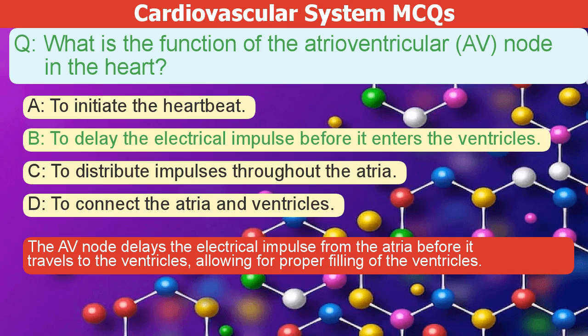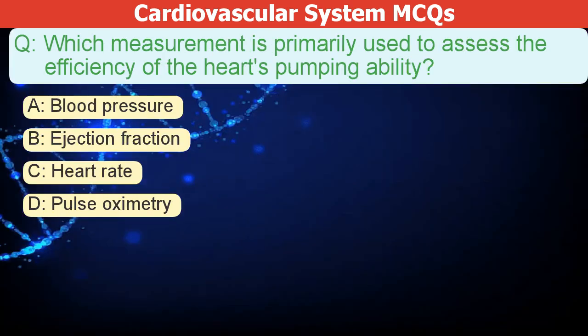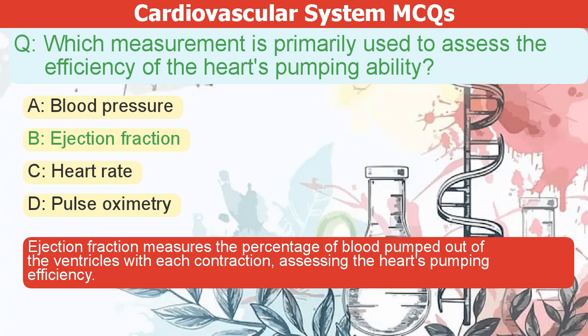Which measurement is primarily used to assess the efficiency of the heart's pumping ability? A. Blood pressure. B. Ejection fraction. C. Heart rate. D. Pulse oximetry. The correct answer is B. Ejection fraction measures the percentage of blood pumped out of the ventricles with each contraction, assessing the heart's pumping efficiency.